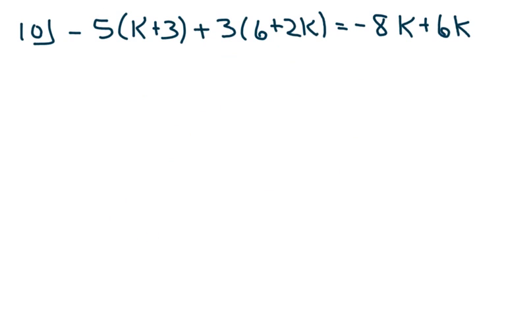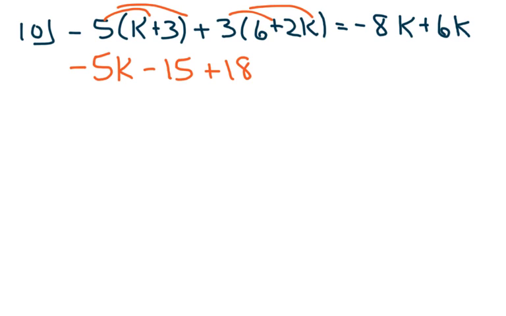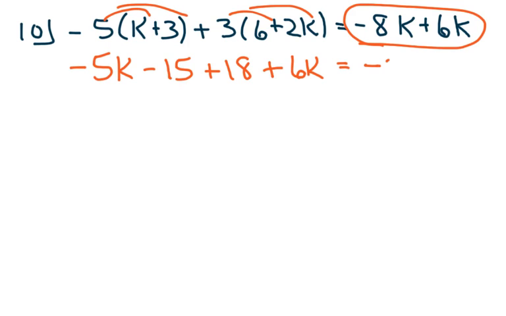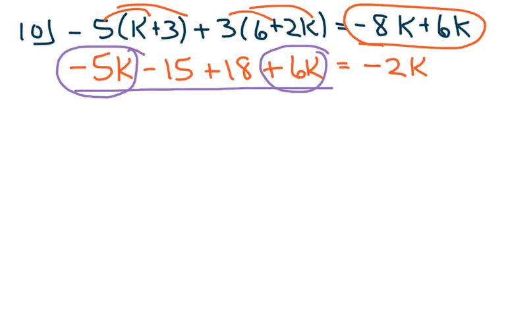And the last one looks really complicated. It doesn't look too bad. I'm going to go ahead and distribute and clean this up. And you just have to combine like terms and all that good stuff. I'm going to go ahead and combine those. That's negative, you could say that's like negative 8 k's plus 6 k's is negative 2 k's. Now I'm going to clean up this side a little bit. Negative 5 k's plus 6 k's is 1 k. And then I have negative 15, or 18 minus 15 is 3.